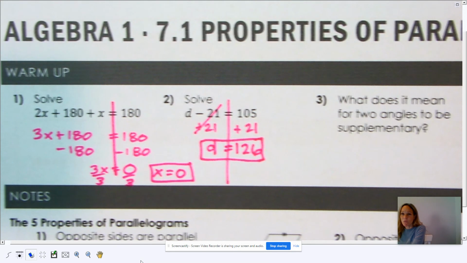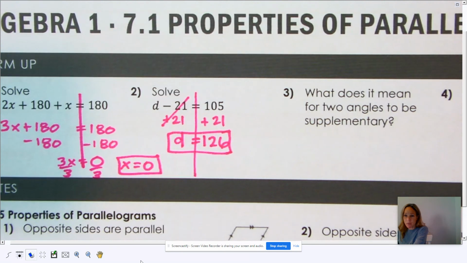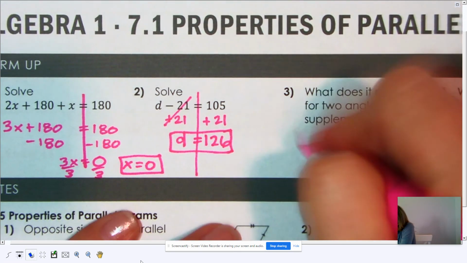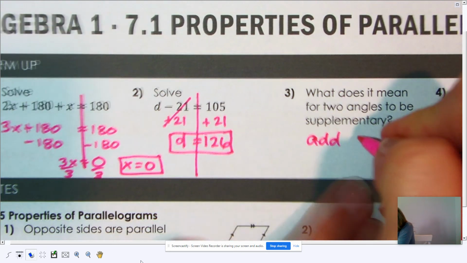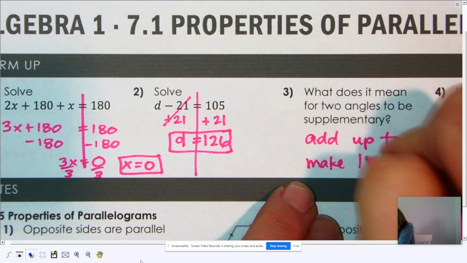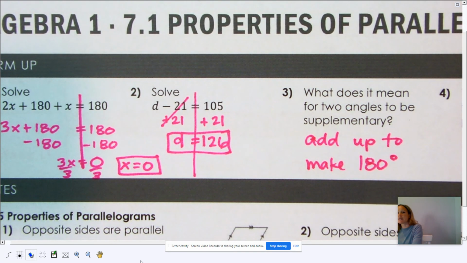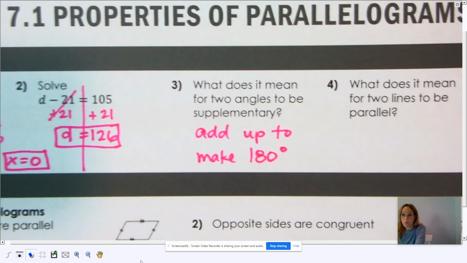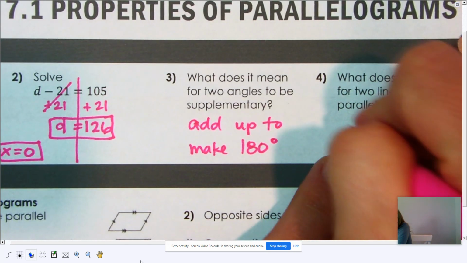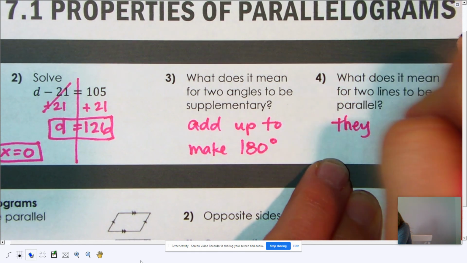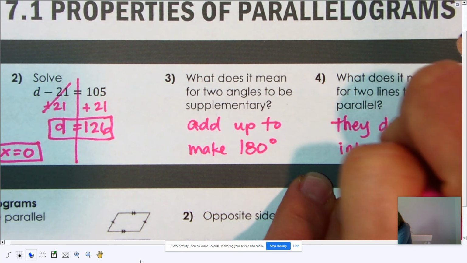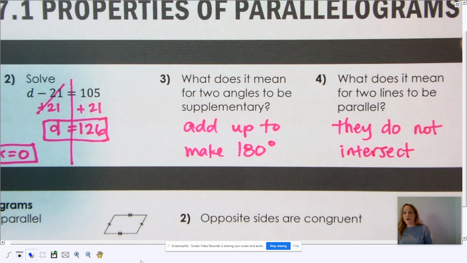Question number 3, what does it mean for two angles to be supplementary? It means that they add up to make 180 degrees. They're supplementary. Okay, question 4, what does it mean for two lines to be parallel? They do not intersect, or they do not cross.